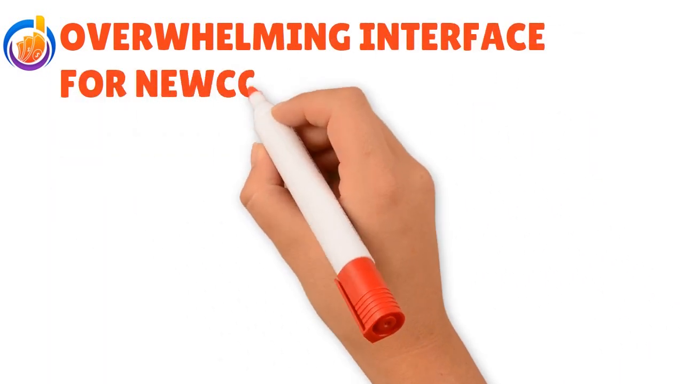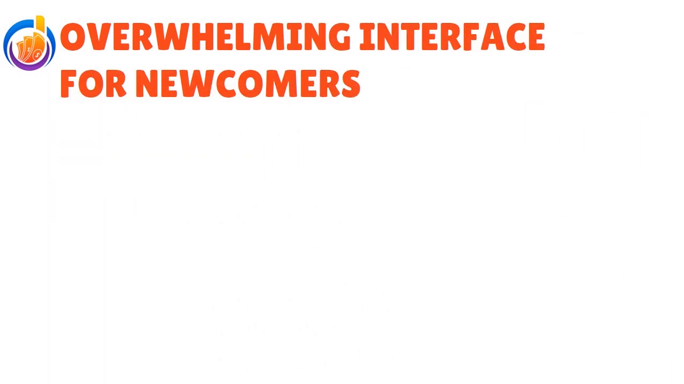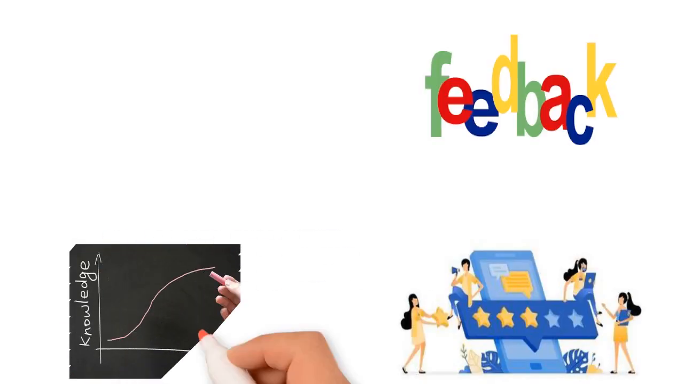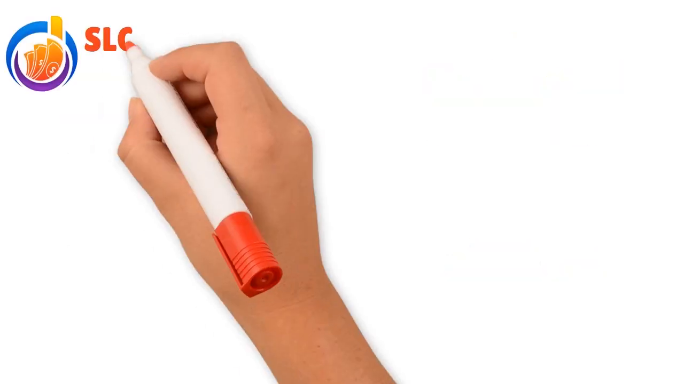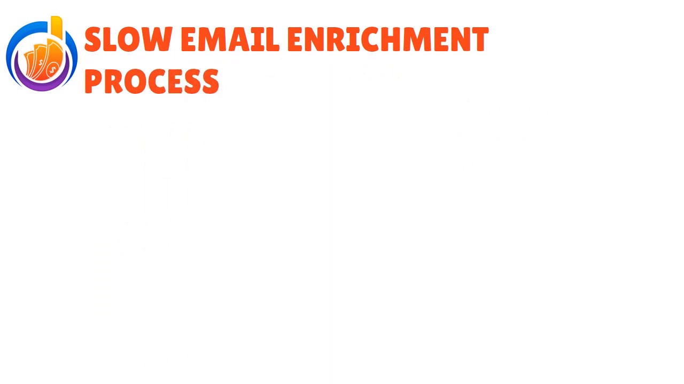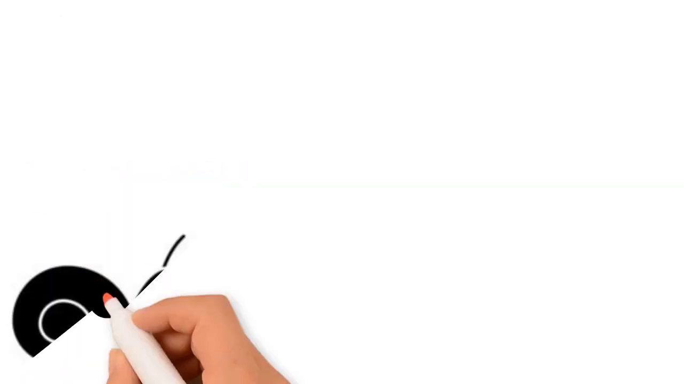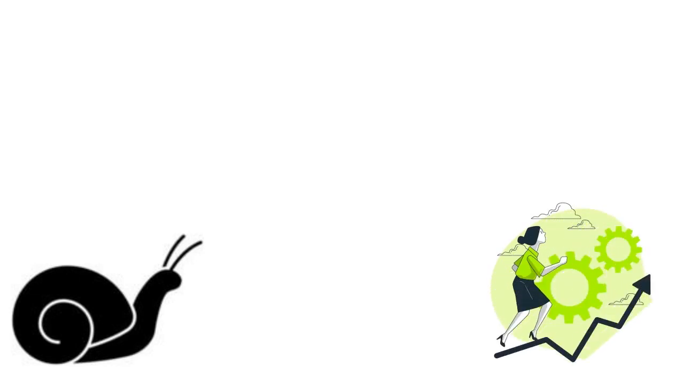First of all, a lot of folks think there is an overwhelming interface for newcomers. So if you're new to Snov.io, you might be thinking, well, that's just too much. But hey, listen, it is what it is. The complexity can lead to a steep learning curve for first-time users, which may hinder efficient utilization of the tool initially. You have a slow email enrichment process. The email enrichment process, as reported, can be slow and potentially frustrating for users who are looking for quick results. This sluggishness might impact the overall efficiency of email campaigns and outreach efforts.